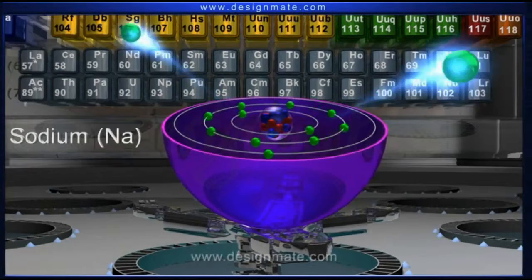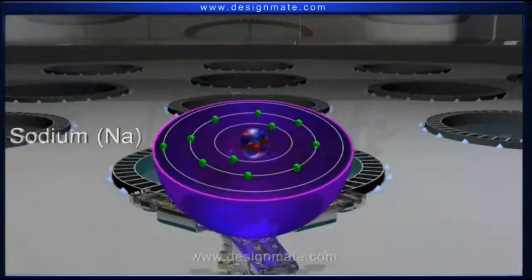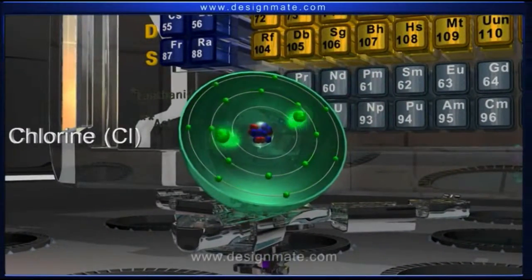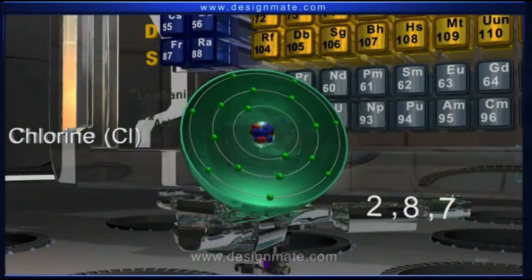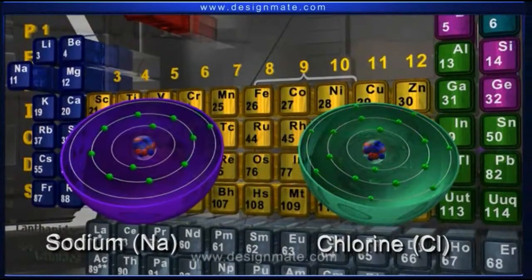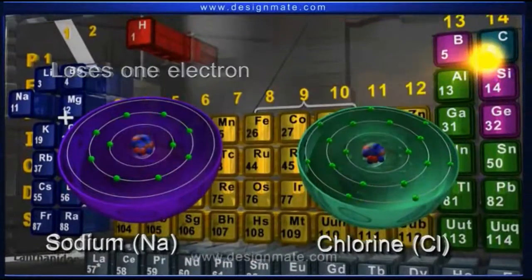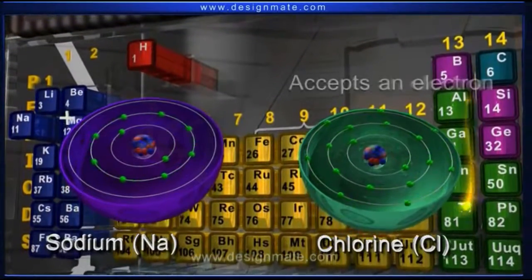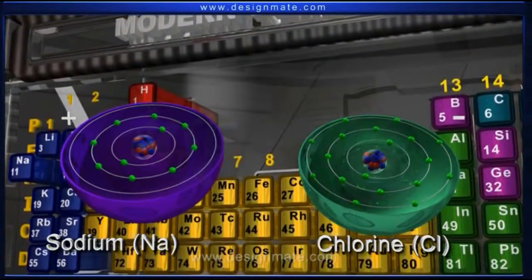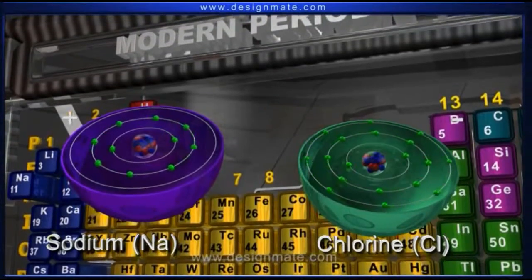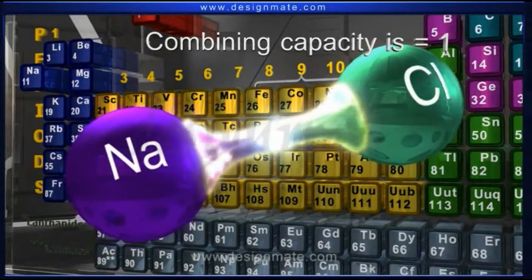electronic configuration of sodium is 2, 8, 1. And that of chlorine is 2, 8, 7. Sodium finds it easier to lose 1 electron rather than gaining 7 electrons to complete its octet, while chlorine easily accepts an electron rather than losing 7 electrons to complete its octet. Thus, both sodium and chlorine have a valency of 1 as their combining capacity is 1.